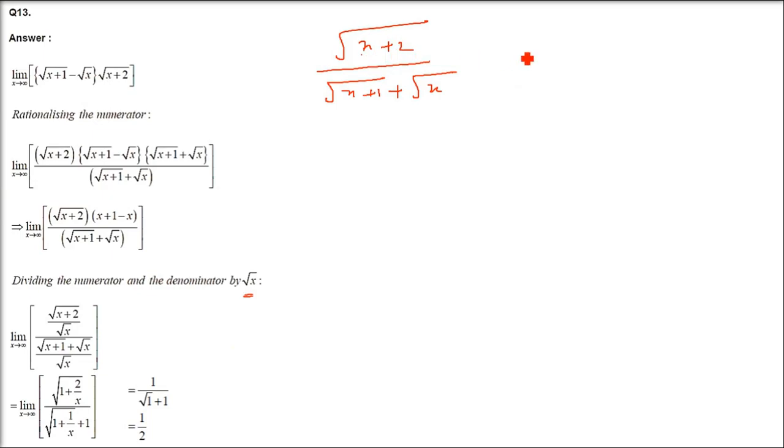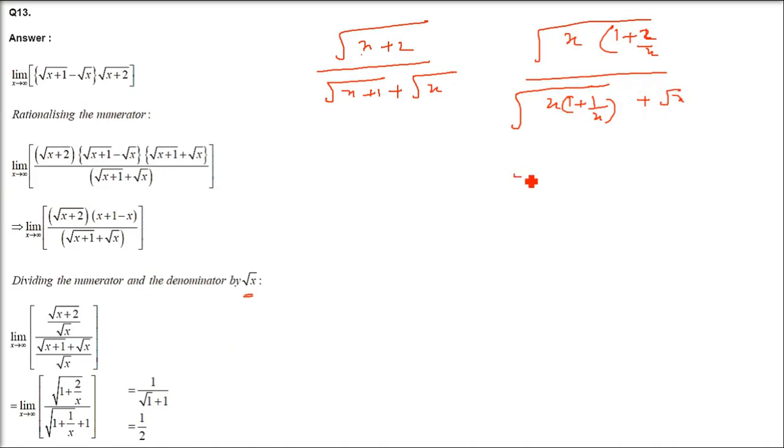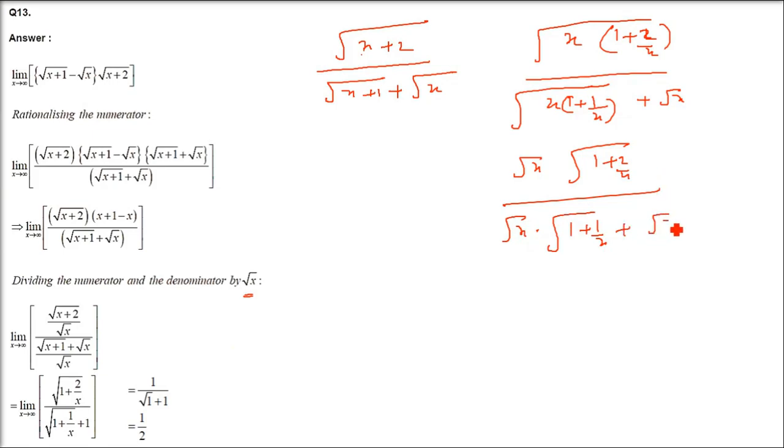So either you do this or you can take root x also. How to do this? First take x common inside the root: 1 plus 2 by x. And here you have x common, so you have 1 plus 1 by x inside, then you have this root x. Now you see root x is common. In the numerator you can write it as root x into under root 1 plus 2 by x. And in the denominator you have root x into under root 1 plus 1 by x, and you have root x here also.